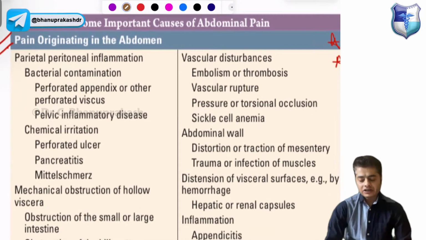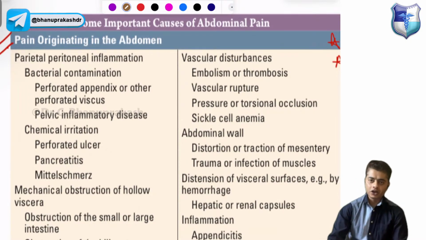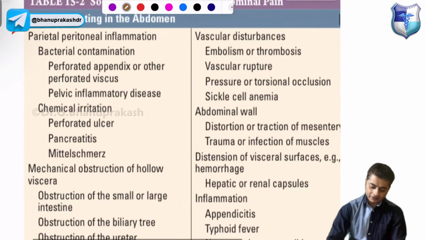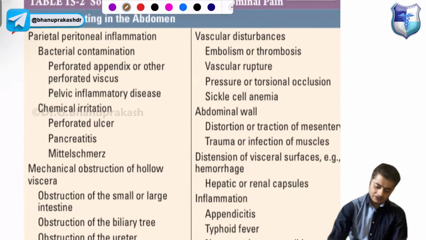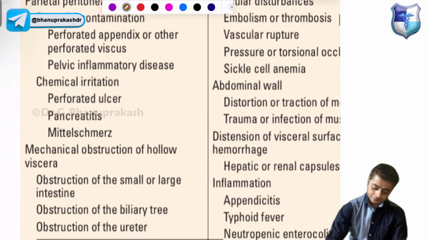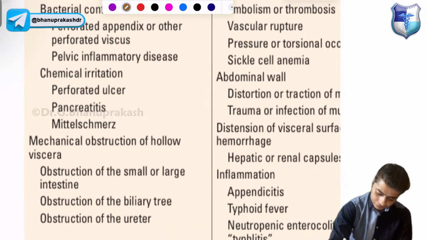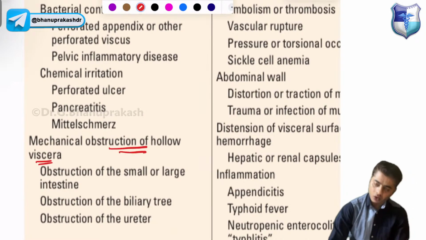We will see in a few slides how to take the history of a patient. Before that, we will first evaluate what the important causes of abdominal pain are, which we generally see. Here they have divided them into five to six sections. First, pain from parietal peritoneal inflammation. After that, pain due to mechanical obstruction of hollow viscera.